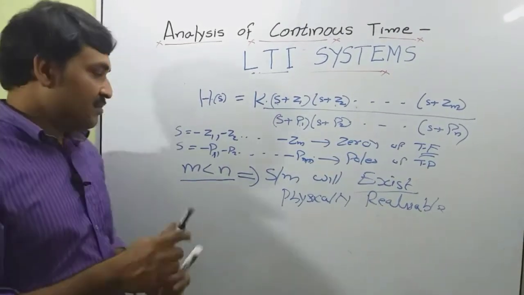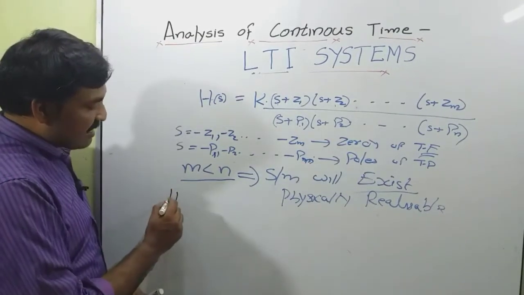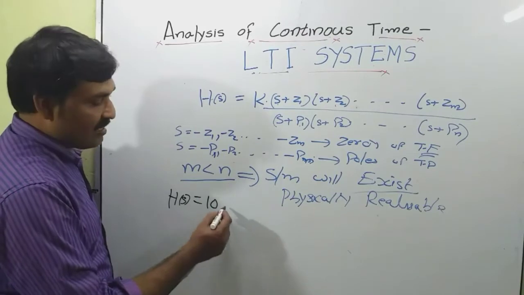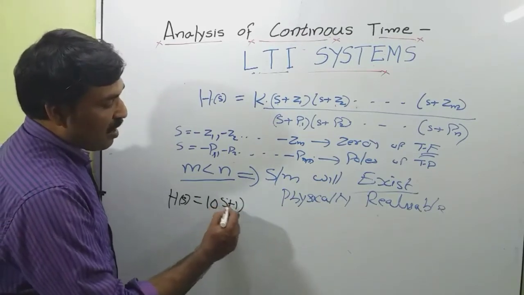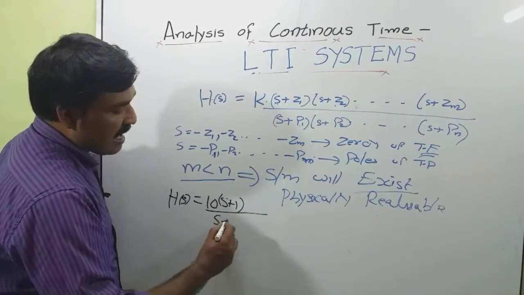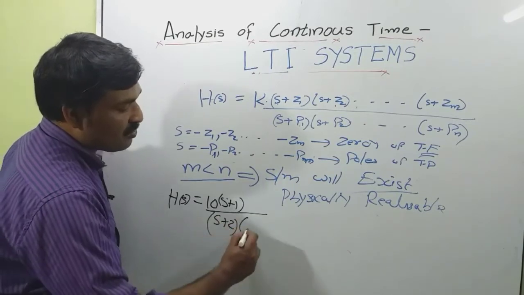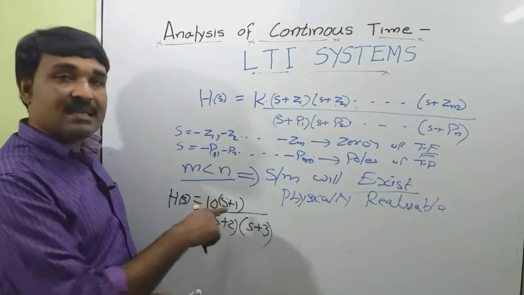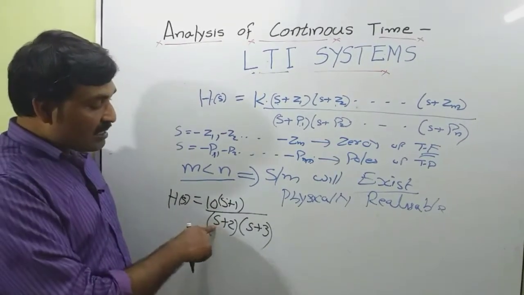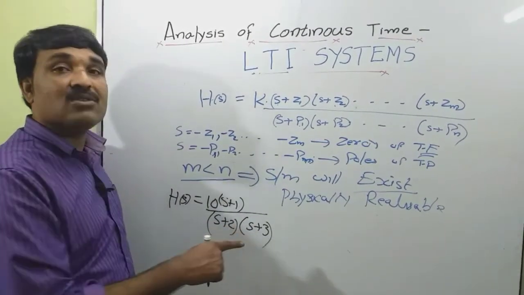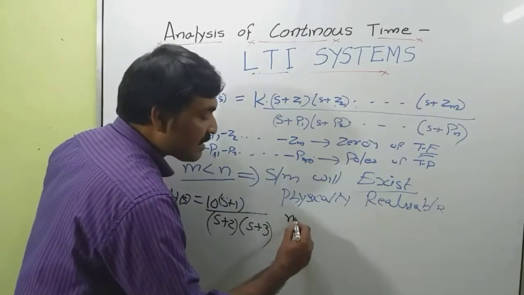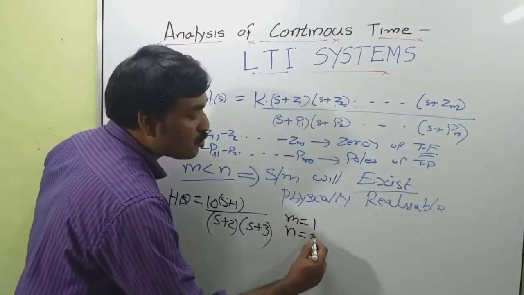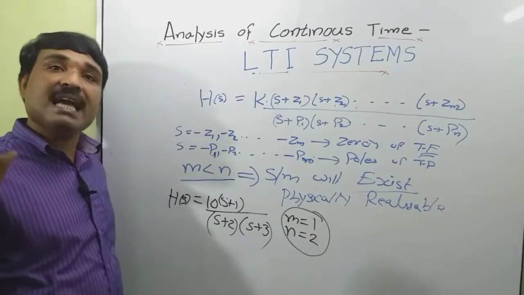For example, I am writing H(s) equal to some gain, let me take 10, times (s + 1) divided by (s + 2)(s + 3). Here we have a zero at s = -1, and poles at s = -2 and s = -3. So m is equal to 1, that is, the number of zeros is 1 and the number of poles is 2. So the system physically exists.